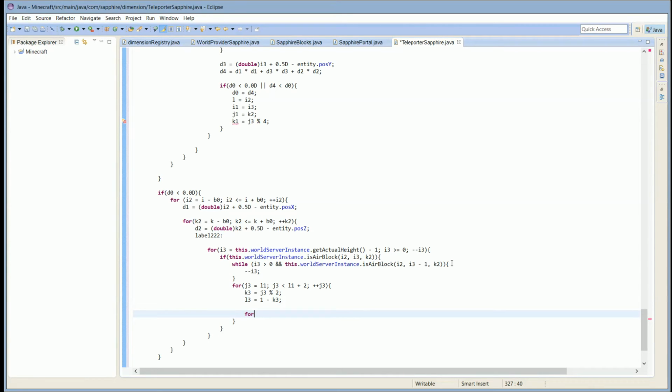And then for I4 equals 0, I4 is less than 4 plus I4. Okay. For this, and then for J4 equals -1, J4 is less than 4 plus J4. Okay, J4, press insert again.